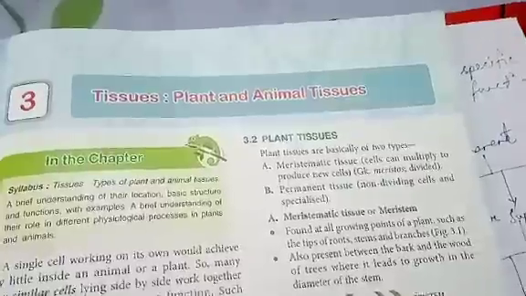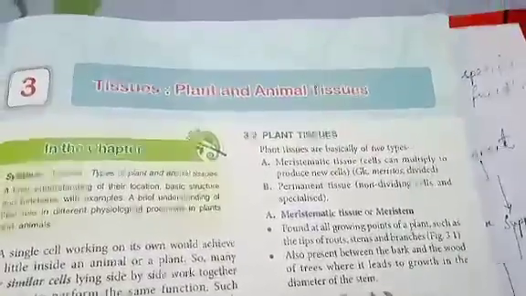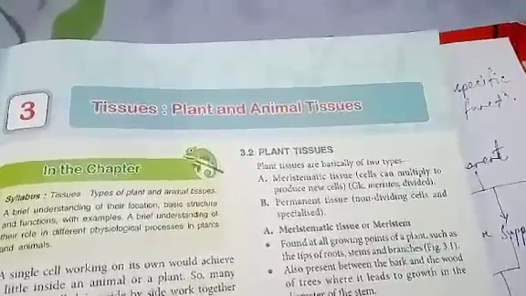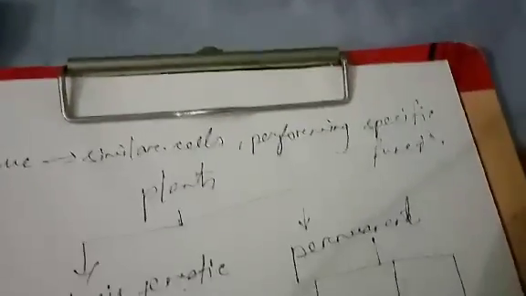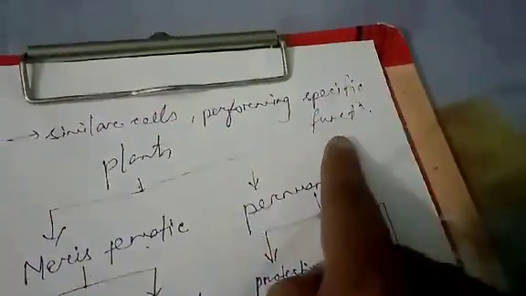The chapter is Tissues. In this chapter, we will discuss the different types of plant and animal tissues and the functions that they carry out. To start with, first we will know what a tissue is. Tissues are groups of similar cells which perform a specific function.